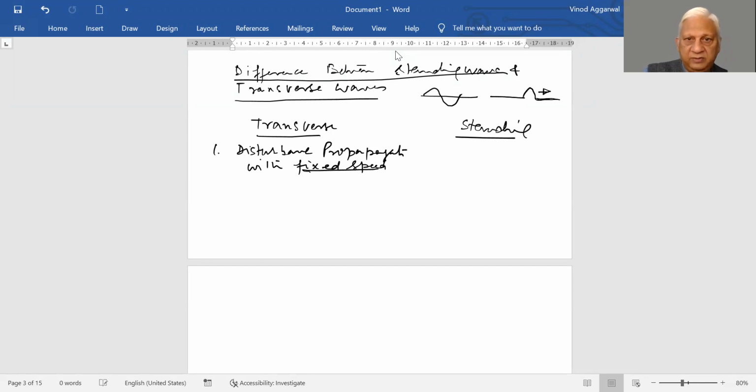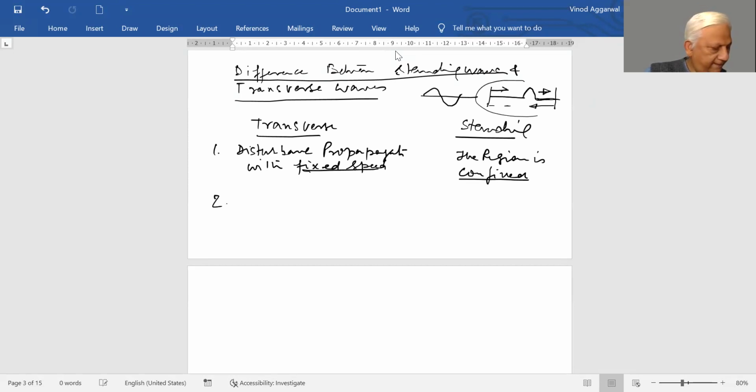Whereas in standing waves, the region is confined, because for standing waves it needs to reflect back. It comes here and then it just reflects. So it has to go backward and forwards. So the region is not limitless. The region is confined.